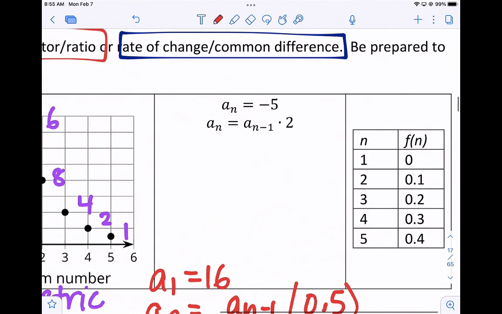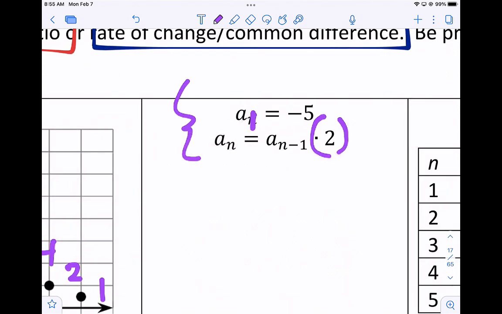All right, our next one, again, geometric, and you can tell because we're multiplying by 2 every time, this would be an example of exponential growth. So, and this should be a sub 1, not a sub n. So this is geometric.